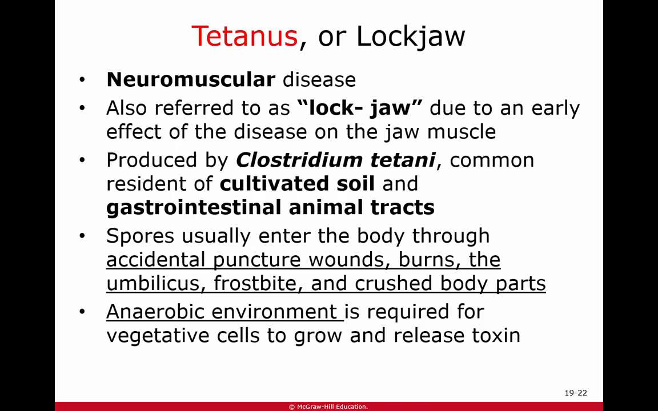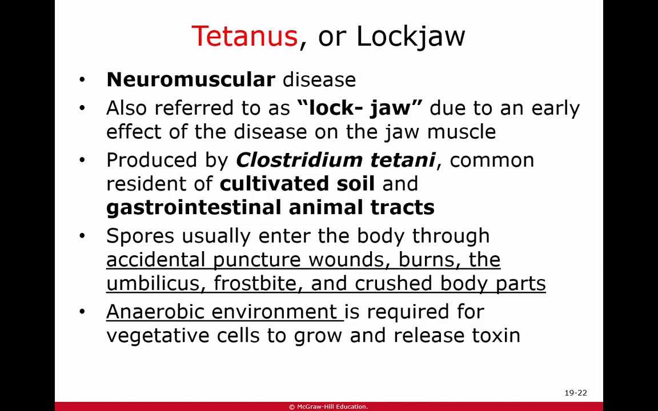Okay, tetanus and lockjaw. Tetanus and lockjaw is a neuromuscular disease. It's often referred to as lockjaw because of the early effects of the disease. It is caused by Clostridium tetani. It's very common in soils, specifically cultivated soils, so farming soils, and it can be found in the gastrointestinal tracts of animals. Notice that it says spores usually enter through accidental puncture wounds, burns, through the umbilicus, frostbite, and crushed body parts. It also is going to want an anaerobic environment.